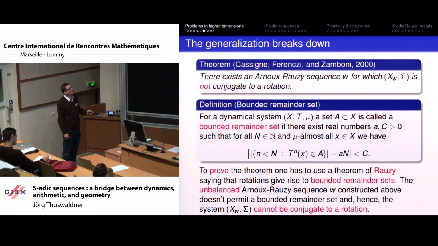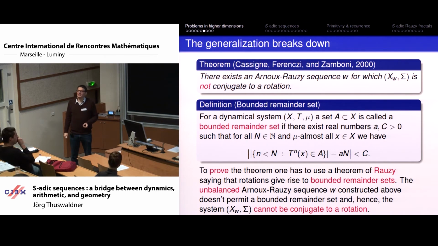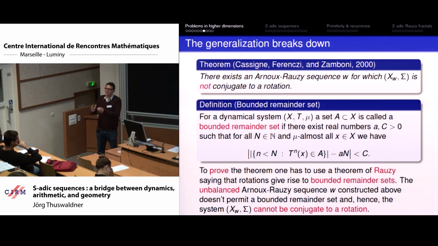Cassaigne, Ferenczi, and Zamboni were really able to prove not only that by way of the standard construction you cannot get the torus rotation, but that it's impossible to get the torus rotation. And once again, Gérard Rauzy enters the game. He proved a result saying essentially that torus rotations are related to something called a bounded remainder set. So if you have a rotation, then you can define sets that are hit by the rotation as often as they should be hit according to the measure of the set.